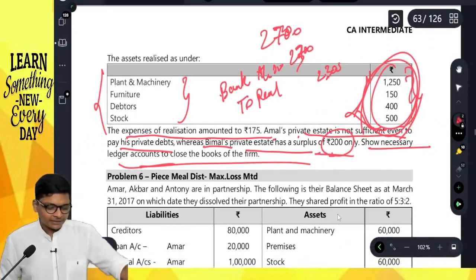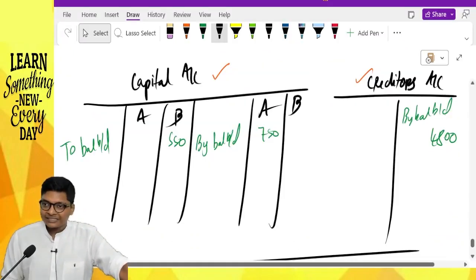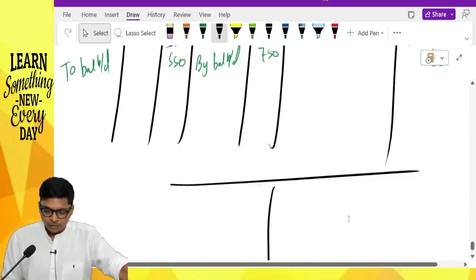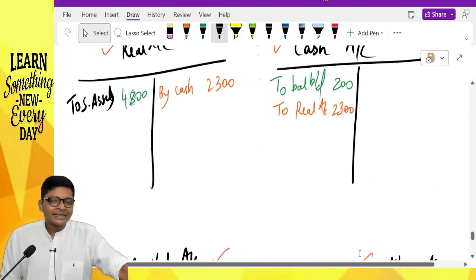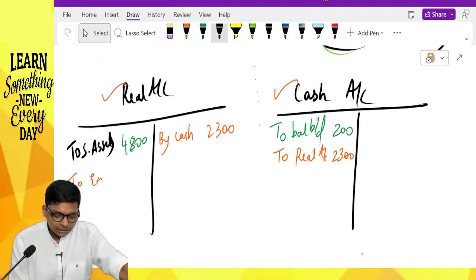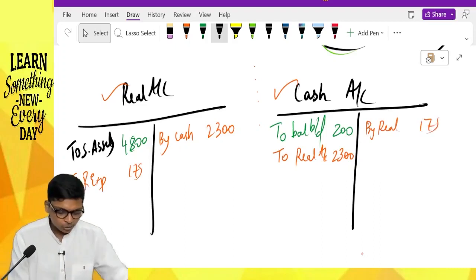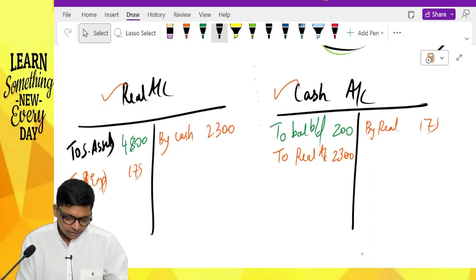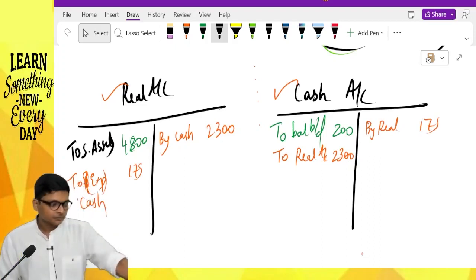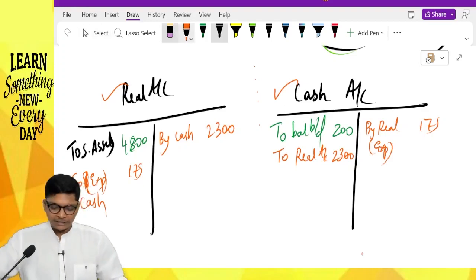Next, expense. Expense is how much? 175. What is the entry, guys? Realization debit, cash credit. So the expense, how much? By realization 175, to cash. In bracket I will write expense. Realization debit, cash credit, correct? In bracket I will write here expense, by realization. Clear, guys?